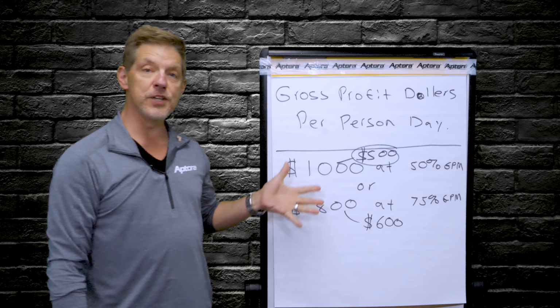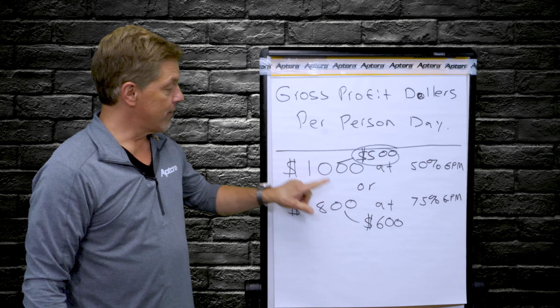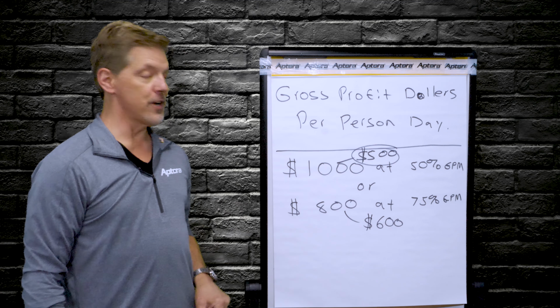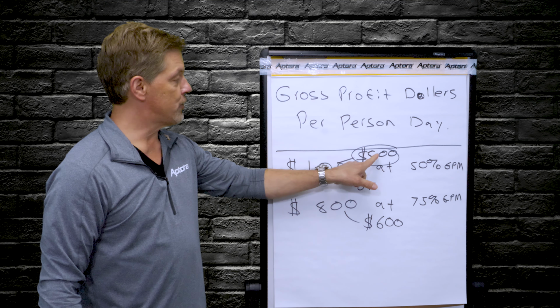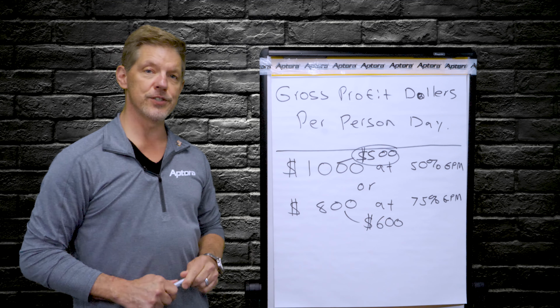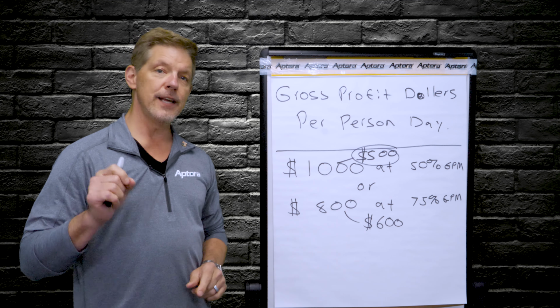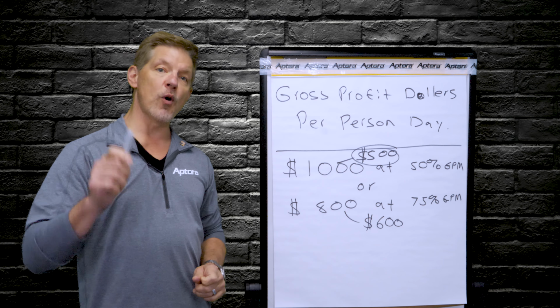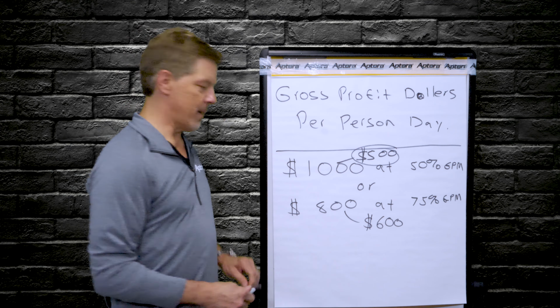Well, the answer is pretty simple to me. I'd rather have 600 gross profit dollars doing $800 in sales than have just 500 gross profit dollars doing 1,000 in sales. Gross profit margin is overrated. What really matters is gross profit dollars. Let's do another example.